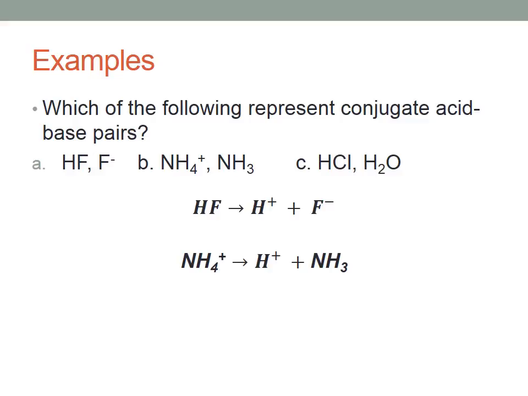Ammonium and ammonia are also conjugate acid-base pairs because they only differ by a single proton. Ammonium lost that proton to give us ammonia. So these are our conjugate acid-base pairs. Choice C would not be a conjugate acid-base pair because they do not differ by a single proton only.